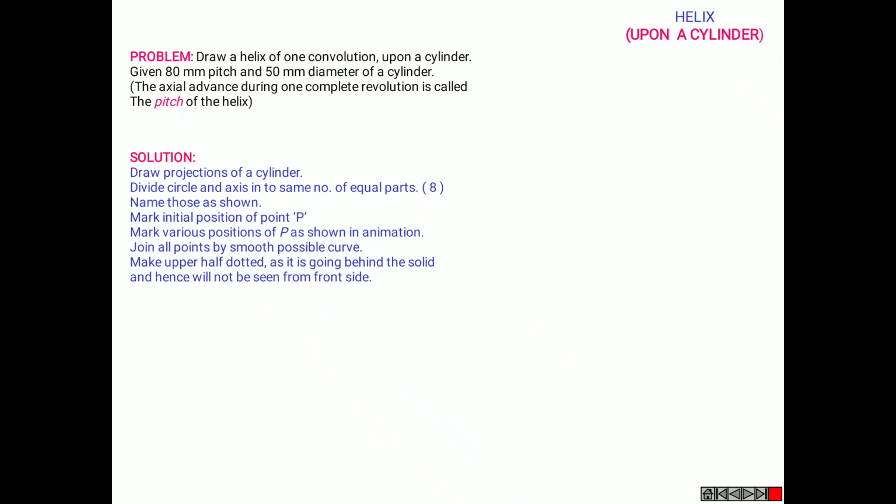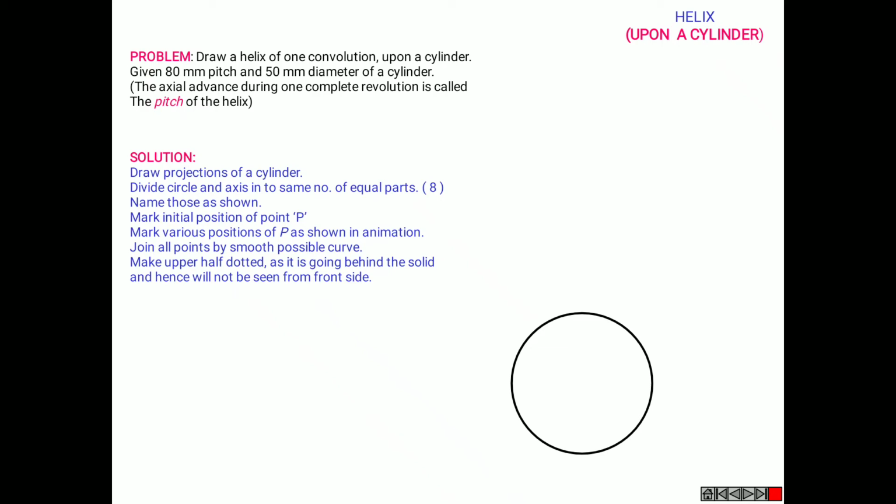Now there are some simple steps to solve it. Firstly, draw projections of a cylinder. Divide circle and axis in the same number of equal parts, say 8. Name those as shown from 1 to 8. Make the initial position of point P and mark various positions of P as shown in the animation, and join all points by smooth possible curves and make the upper half dotted as it is going behind the solid and hence will not be seen from the front side. Okay, these are some solutions. We will see the projections.